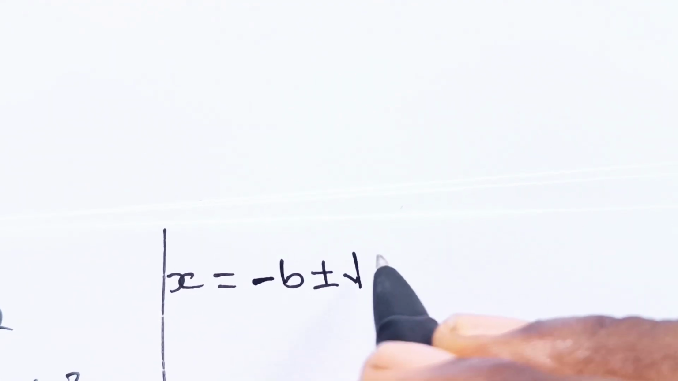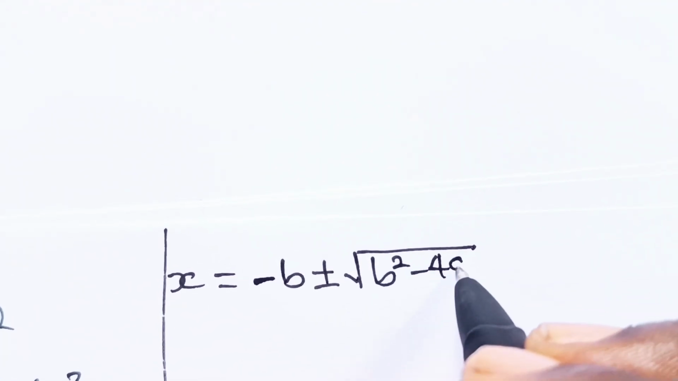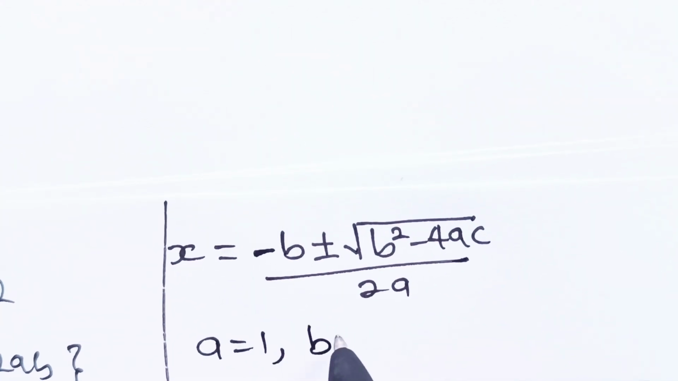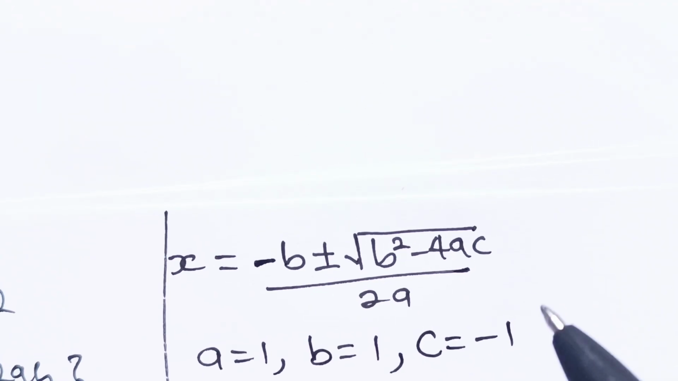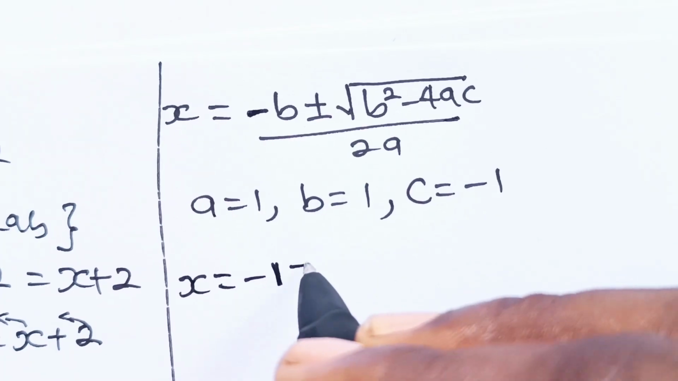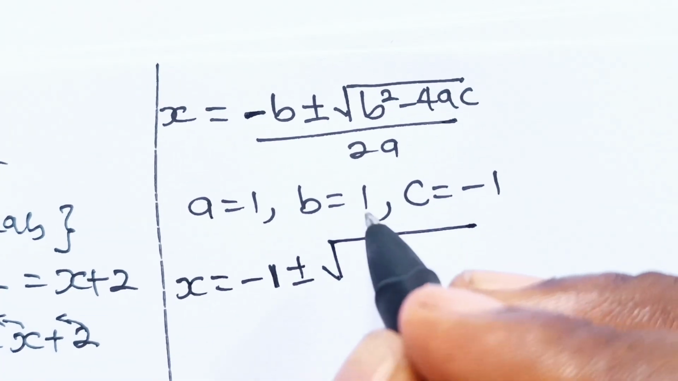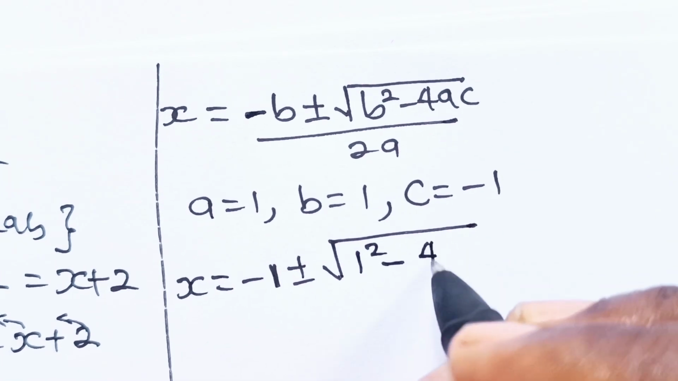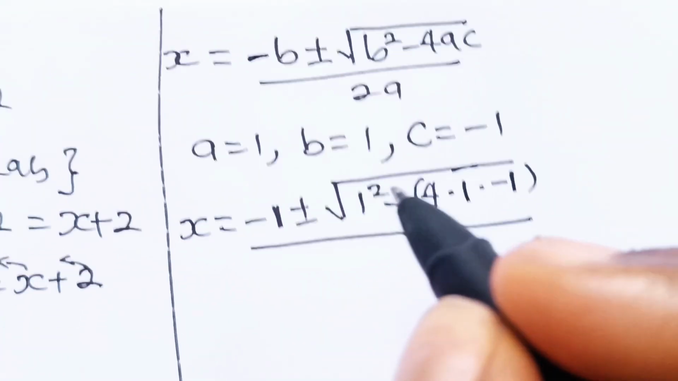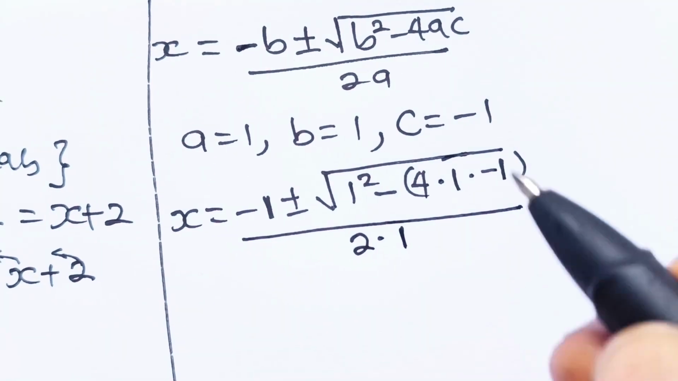Now, using the quadratic equation formula, it states that x is equal to minus b plus or minus square root of b squared minus 4ac all over 2a. Now remember that our a is 1, our b is 1, and c is minus 1, right? So we substitute. x will be minus 1 plus or minus square root of 1 squared minus 4 multiplied by 1 multiplied by minus 1. Everything divided by 2 multiplied by 1.